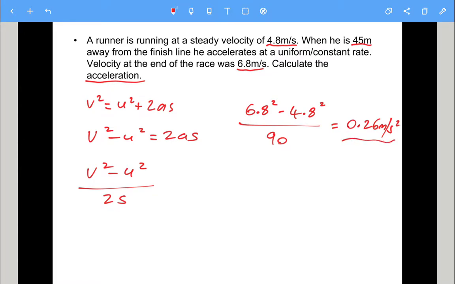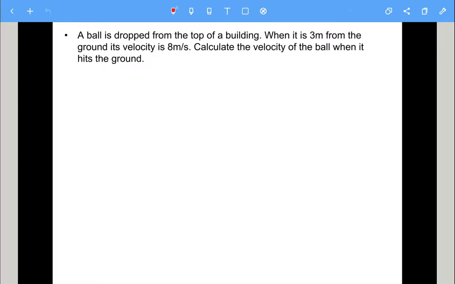Hope that went okay. Let's have a look at the next one. A ball is dropped from the top of a building. When it is 3 meters from the ground, its velocity is 8 meters per second. Calculate the velocity of the ball when it hits the ground. So, v equals u plus at. Sorry, wrong equation. V squared equals u squared plus 2as. Should be pretty straightforward because we're looking for the final velocity.